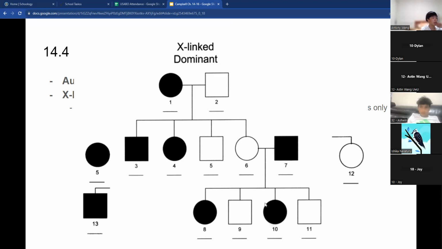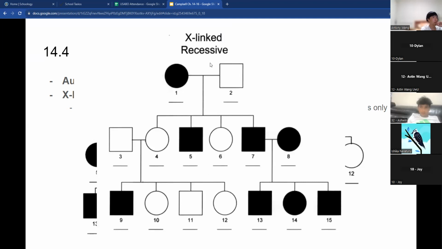There's not much to say about this slide. And here, X-linked recessive. So what does X-linked recessive mean? That means that the gene is located on the X chromosome, and you need 2 copies of an X-linked recessive gene to gain the condition. Actually, all of your X chromosomes need to express a recessive gene to have this condition, right?